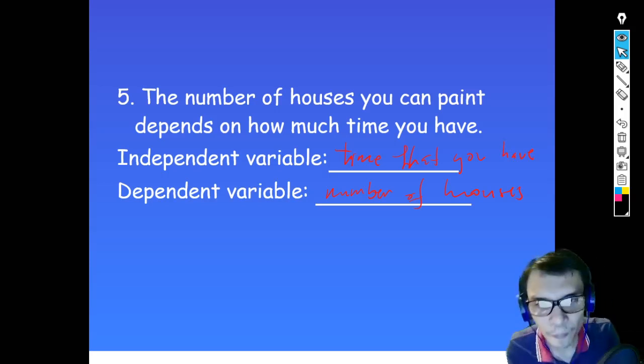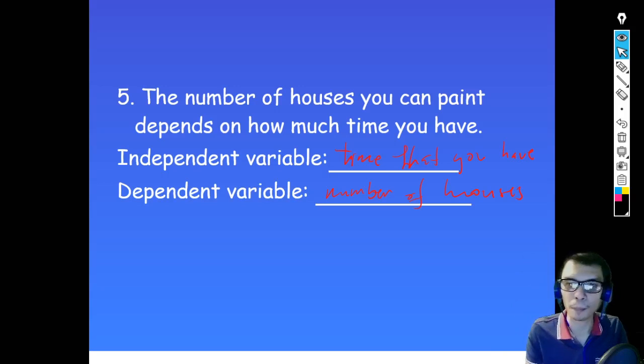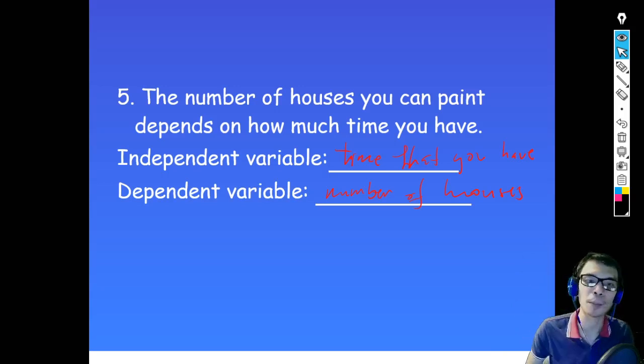So basically, that is the basic idea about the independent and dependent variable.